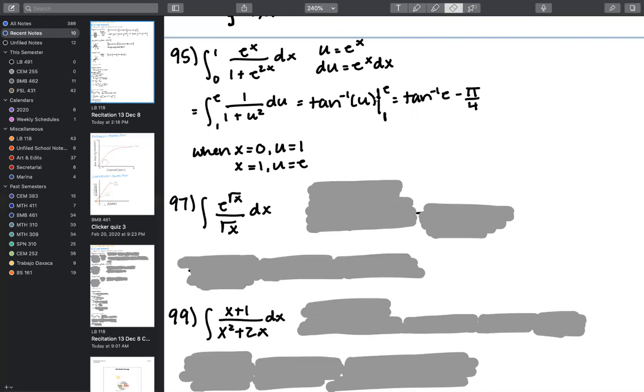So I'll remind you guys that tangent inverse of 1 in this case would have been cosine of 1 over sine of 1.